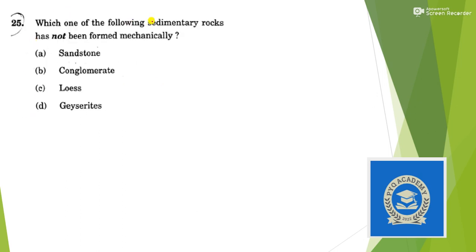Next, which one of the following sedimentary rocks has not been formed mechanically? A very easy question directly from NCERT. The answer is option D.